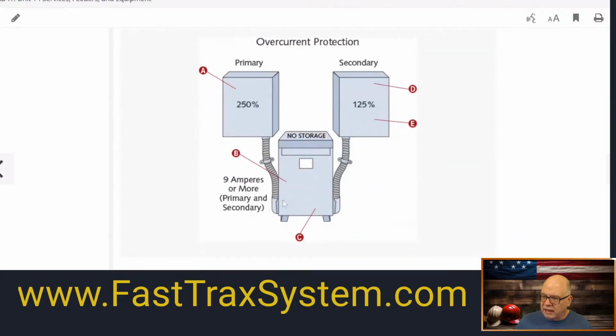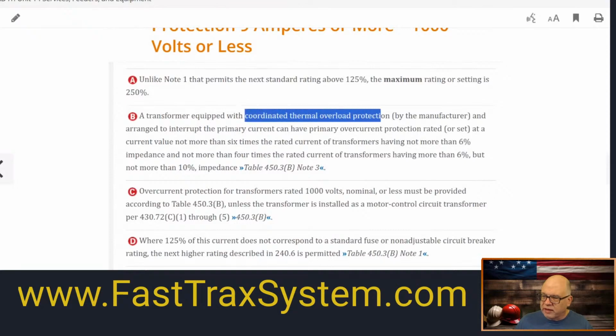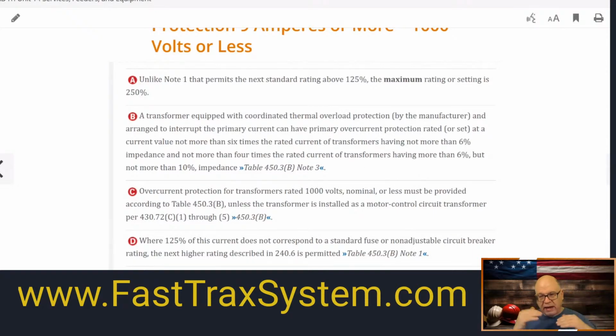Let's look at B. So B call out is a transformer. It's saying a transformer equipped with coordinated thermal overload protection. Again, that's manufacturer installed and arranged to interrupt the primary current, can have a primary overcurrent protection rating or set at a current value not more than 6 times the rated current of the transformer, if that transformer has not more than 6% impedance, and not more than 4 times the current rating of the transformer where it has more than 6 but not more than 10. So you do have some leeways and allowances here to be able to utilize.